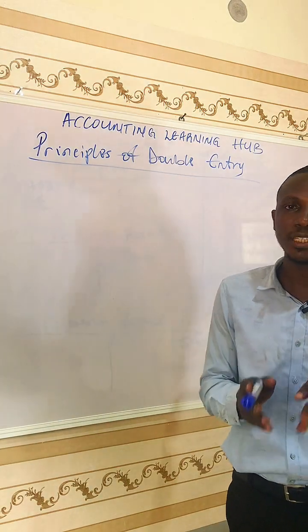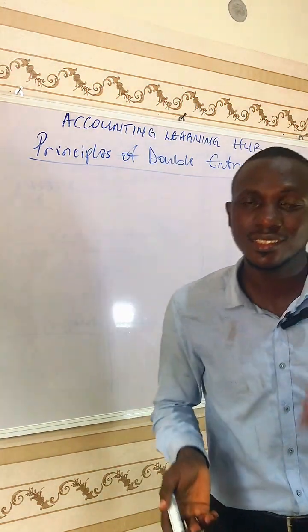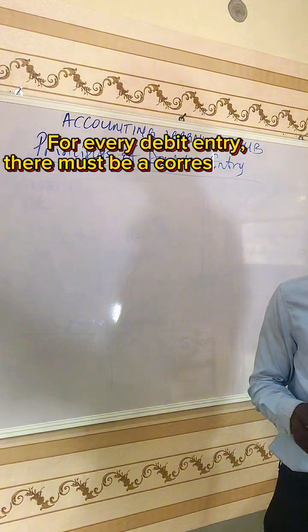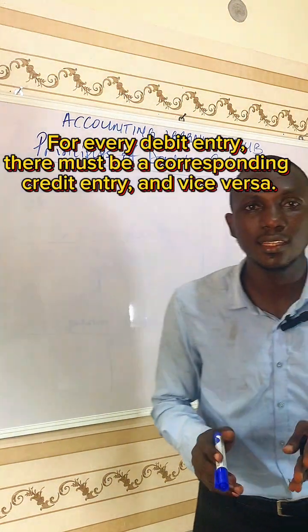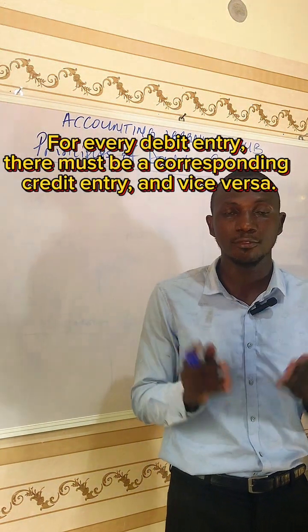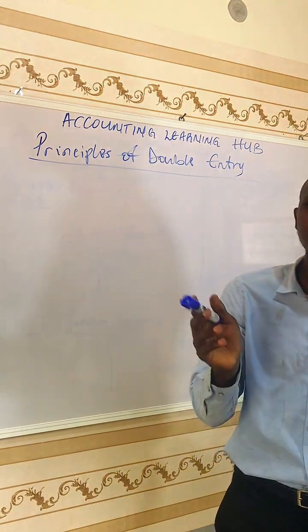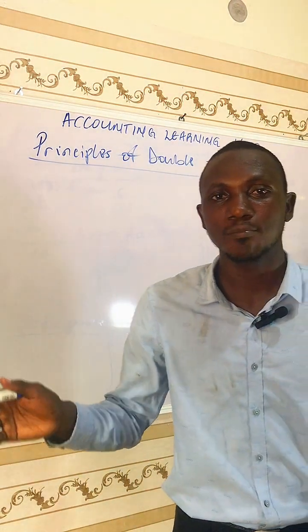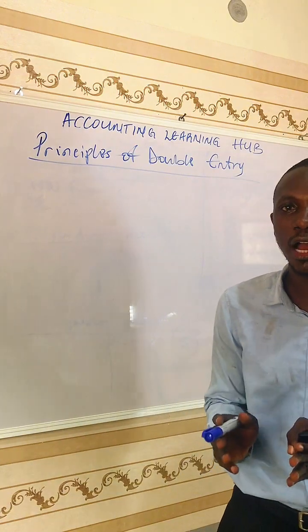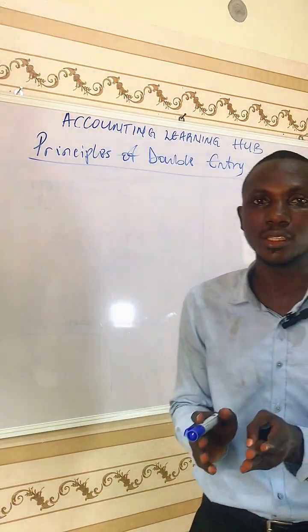And now back to the principle of double entry. It states that for every debit entry, there must be a corresponding credit entry and vice versa. You all know that, right? But did you really understand it? Let me show you how the principle of double entry really works.